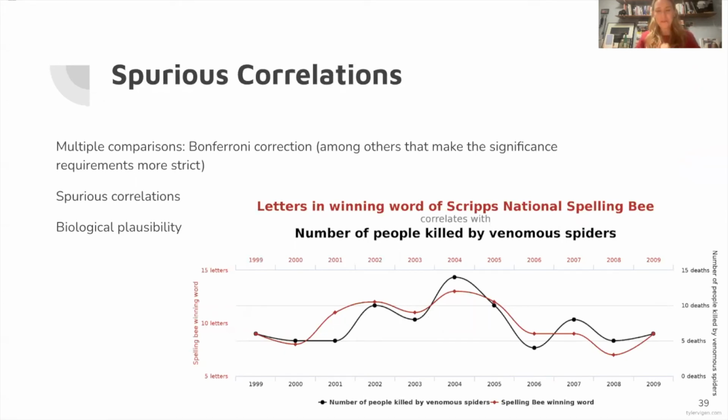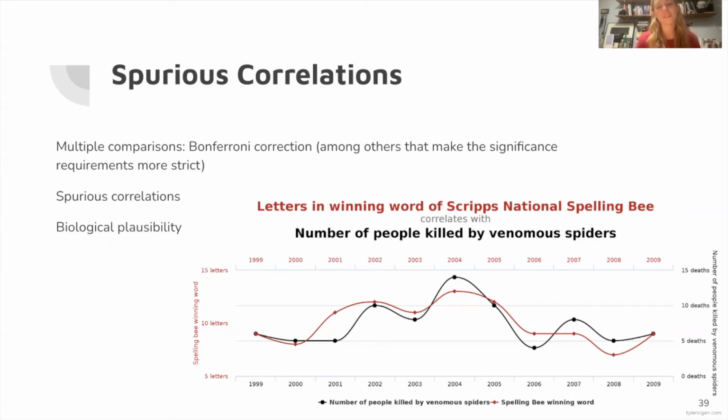So this one is one of the favorites, spurious correlations. Letters in the winning word of the Scripps National Spelling Bee correlates with number of people killed by venomous spiders, which is probably not a real relationship. But it just shows that if you test enough things, if you test enough of these functions of something correlating with something else, some of them will have a relationship. There's a really funny website. If you Google spurious correlations, there's all sorts of funny ones.